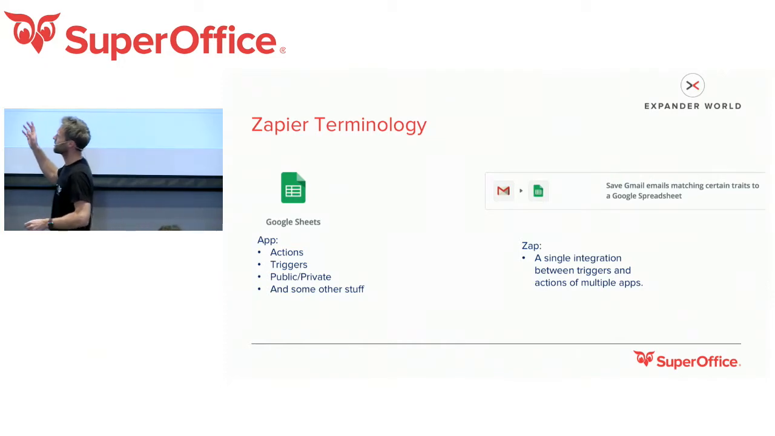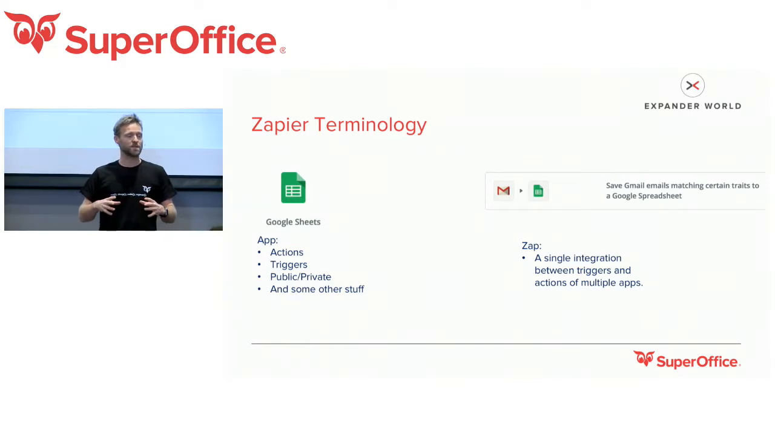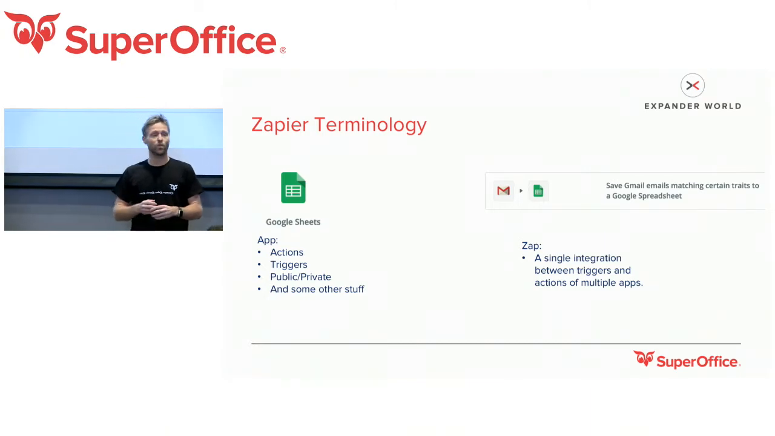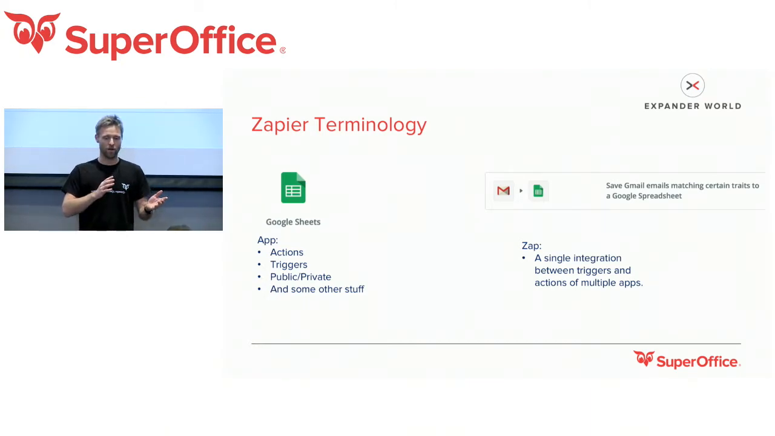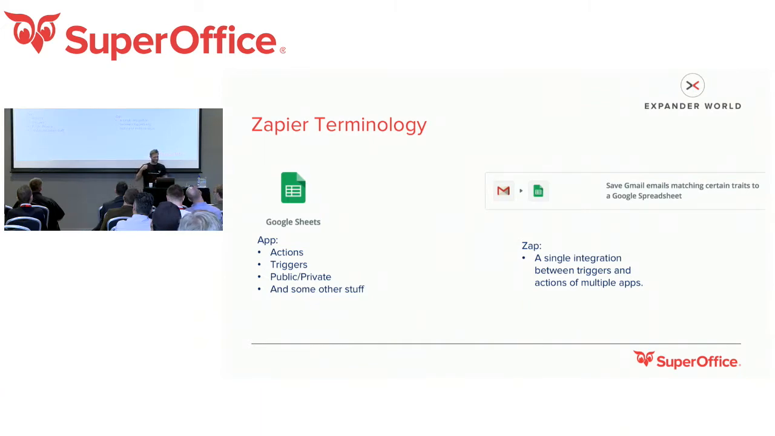They can be public or private, so if you're a business, you can create a public app there, and then you can share it with everyone. Or if you just want to set up a simple integration, you can create a private app, which means it doesn't have to be checked by Zapier. You can just do it. There's no checking. It's just for you. It's very simple. And then they have what is called a Zap.